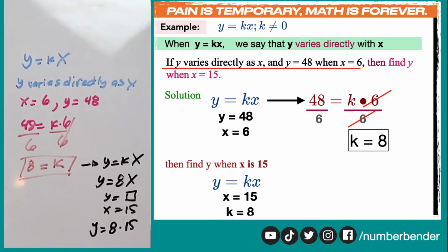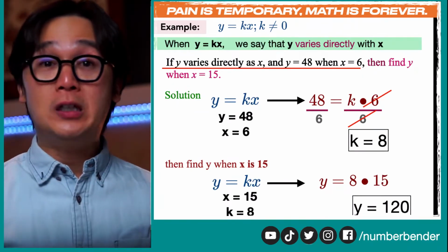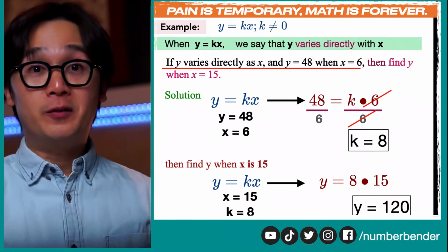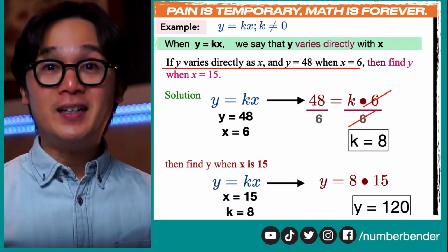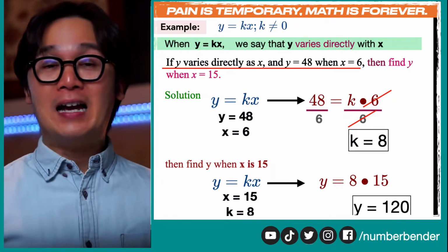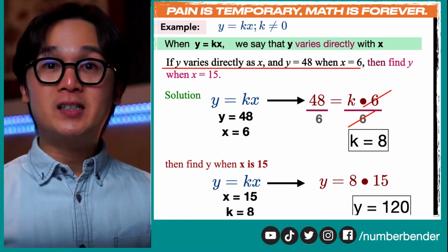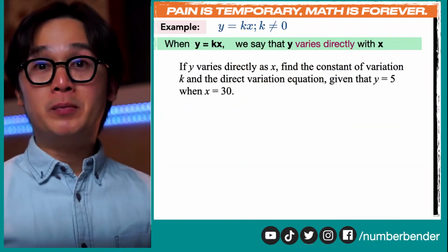So when you use your formula and you write your direct variation formula, by multiplying 8 and 15, we'll be able to produce 120, and that is the specific value of y that we're looking for when x is equal to 15 based on this numerical relationship. So again, the clue here is directly or varies directly as our indicator that we're going to be using y is equal to kx for this particular problem. So let's go ahead and answer problem number 2.